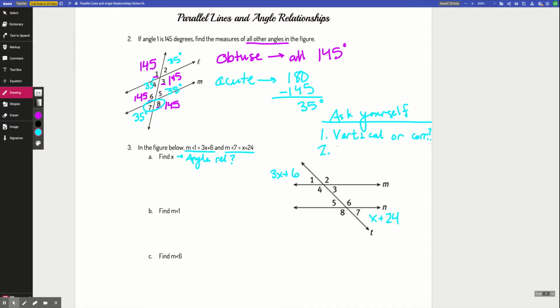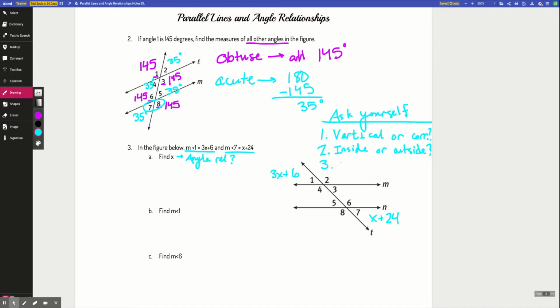The second question is, are they inside? Are they both inside? Or are they both outside the parallel lines? Okay, so that's the second question you ask. And then so our answer for this one would be they're both outside the parallel lines.